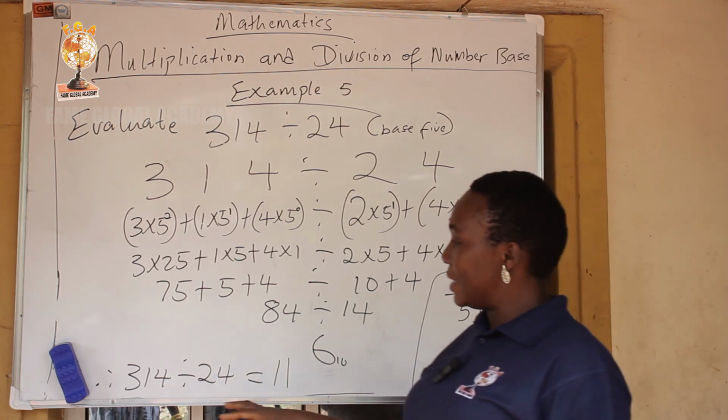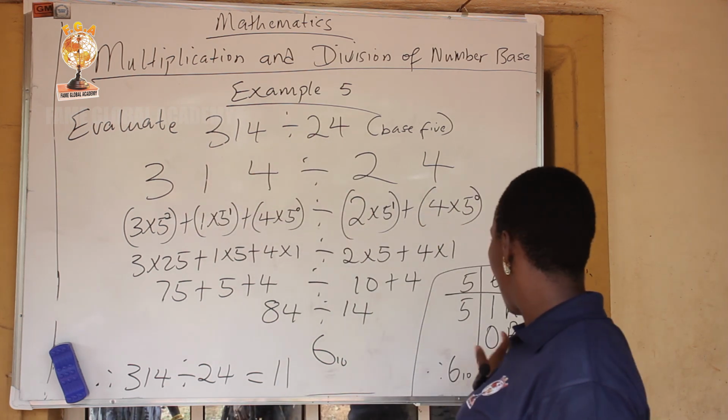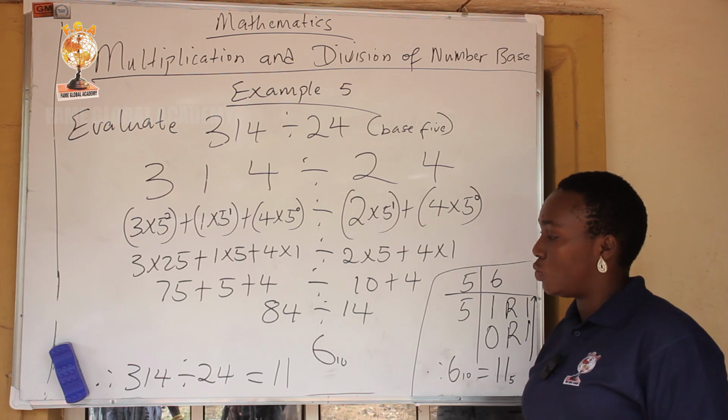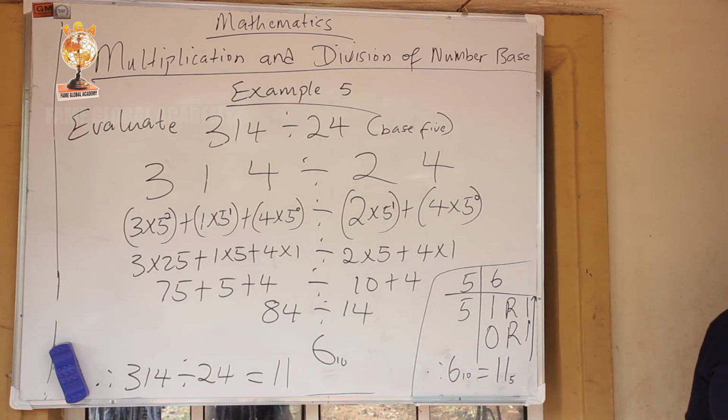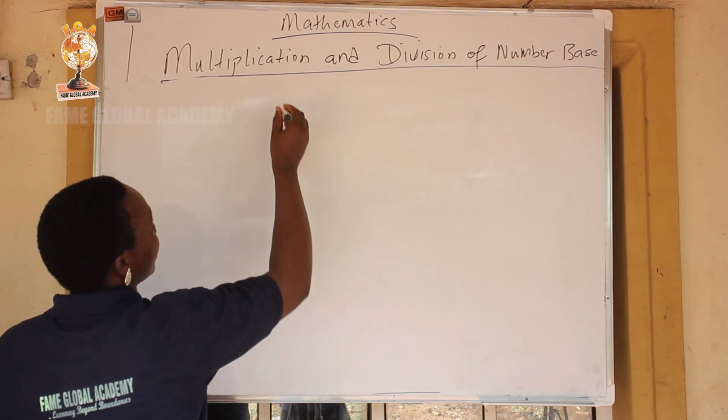So our final answer is 314 divided by 24. The answer is 1, 1, which is what we are having here. So this is our example 5. Okay, so let's take example 6.